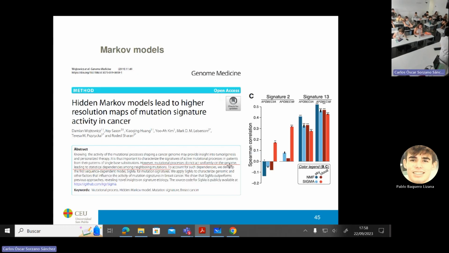Here you see an example where this kind of stuff has been used. A hidden Markov model to identify mutation signatures in cancer. So signatures are internal states of some proteins being overexpressed or underexpressed, and then how to use hidden Markov models to identify which are the proteins that are involved in that disease.